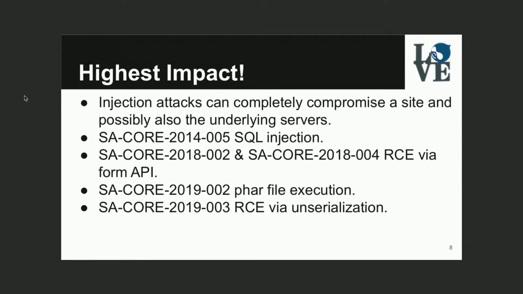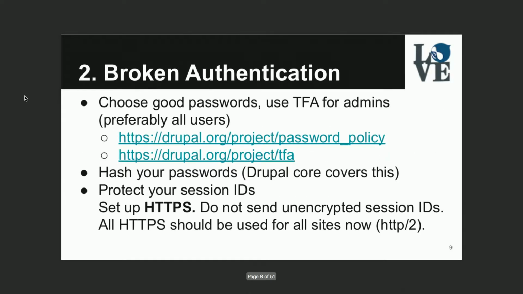Then we've had a couple of recent ones. Phar file execution is a little more marginal, but if you'd allowed people to upload Phar files or files to your site, they could potentially execute code. And then a more severe one: if you're using various REST modules, there was an insecure unserialization process that could be leveraged into other kinds of code execution. We'll get back to these unserialization vulnerabilities, but that was the avenue for it. So that was the most severe.